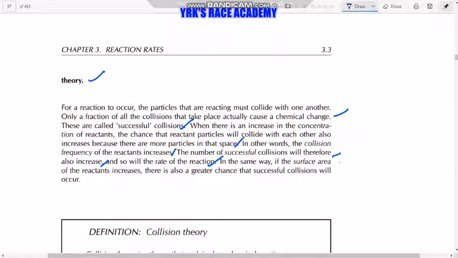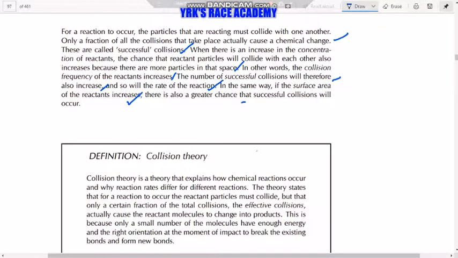In the same way, if the surface area of the reactants increases, there is also a greater chance of collision, which means successful collisions may occur. Finally, the products will be obtained due to these successful collisions.